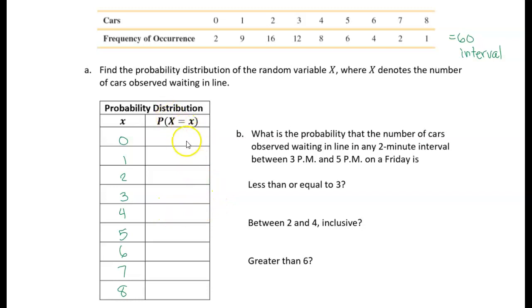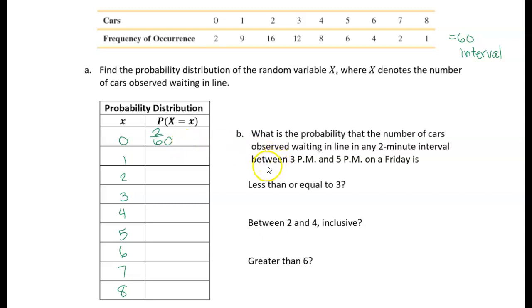In order to calculate the probability, we're assuming this is a representative sample for that particular time period. We know that 2 out of the 60 time intervals that they recorded data for had 0 cars. They recorded 0 cars waiting in line. So essentially you could just write 2 out of 60. I didn't write mine in my notes as a decimal. I just wrote 2 out of 60. I know it's reducible, we could reduce it to 1 out of 30, but I'm going to leave it as 2 out of 60.